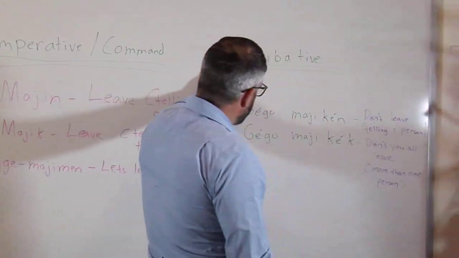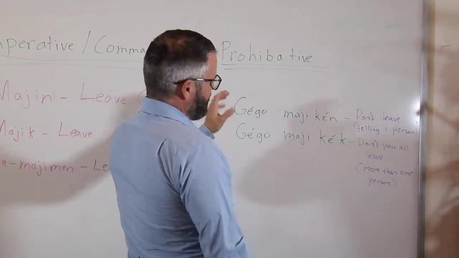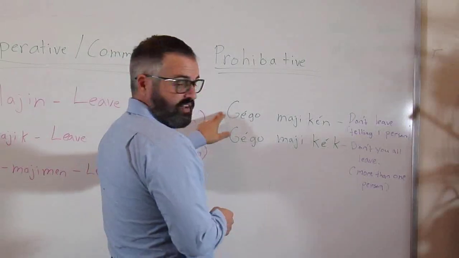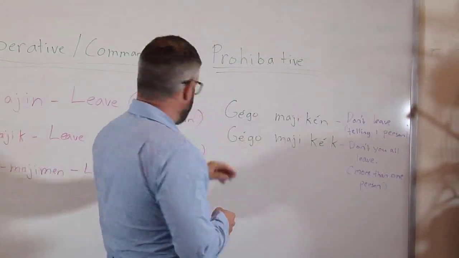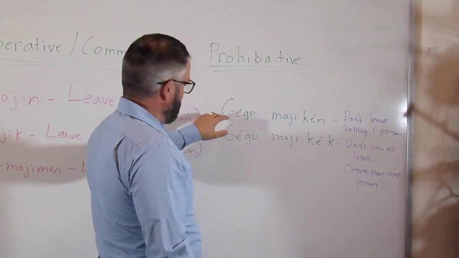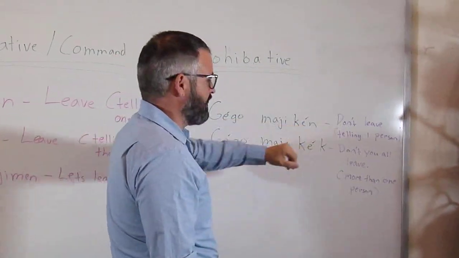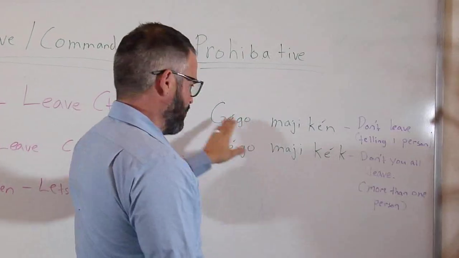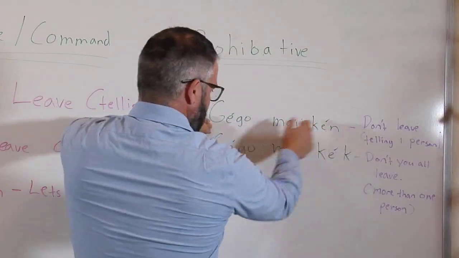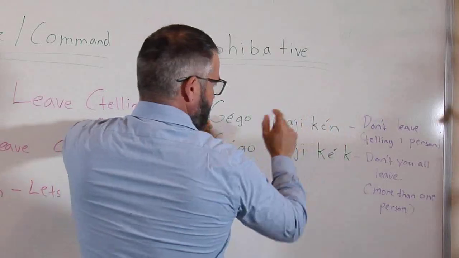Over here we got prohibitive. This is when you're telling somebody not to do something. You have to have gago as part of it. Gago, just like you had to have cho over there with the C, you have to have gago as part of it. Okay? Gago maji can. Don't leave. Telling one person. Gago maji can. So you have to have gago and then can. So gago maji can. Don't leave.